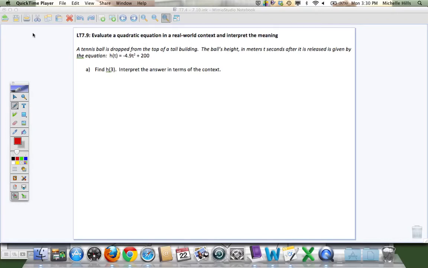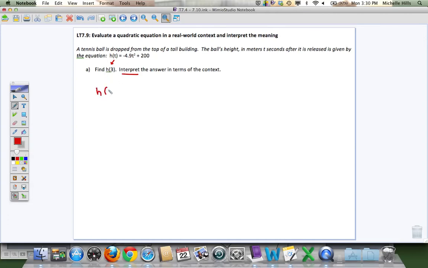So learning target 7.9, again, part of this is solving, part of this is being able to interpret your answer. What does that mean? Notice they want me to find the height when t is 3, so what is the height of the ball after 3 seconds?